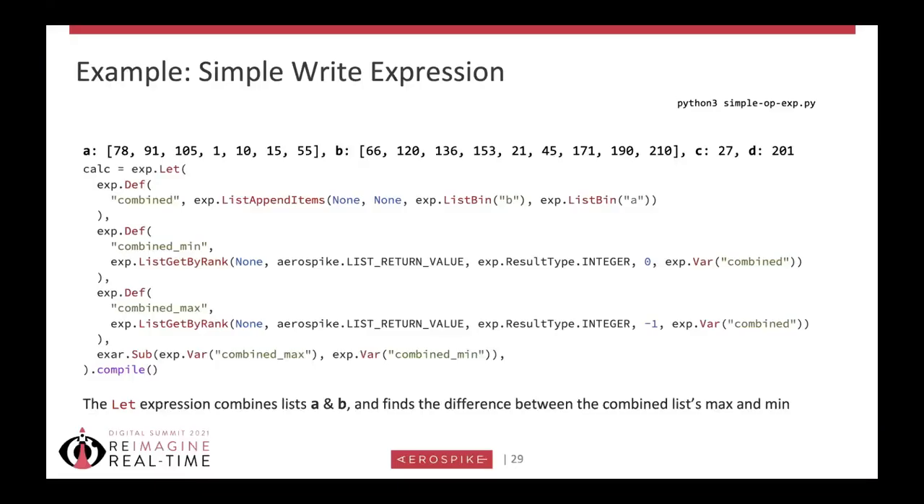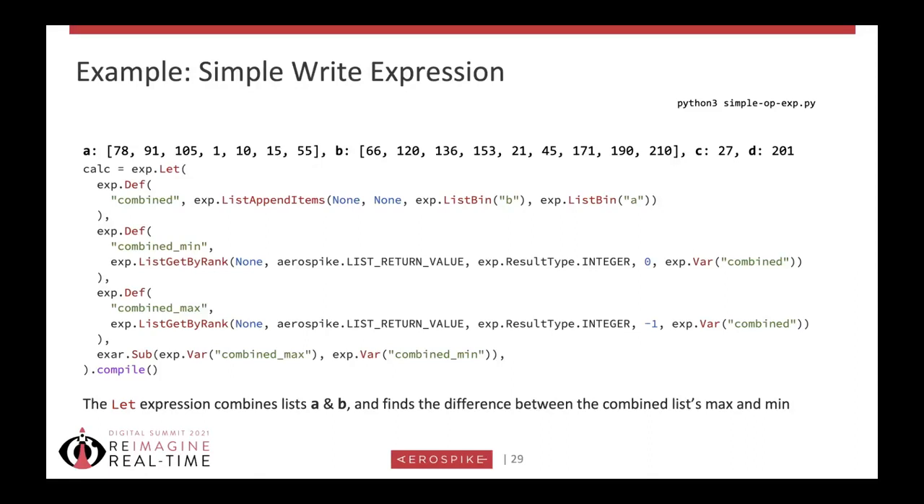Now we're going to look at some cross-bin operations. So let's say we have a record that has 4 bins in it, A, B, C, and D. The bins A and B are both lists of integers. C is an integer value 27, and D is an integer value.